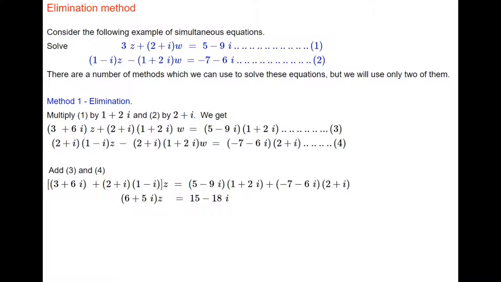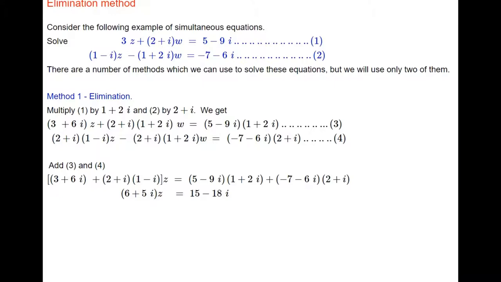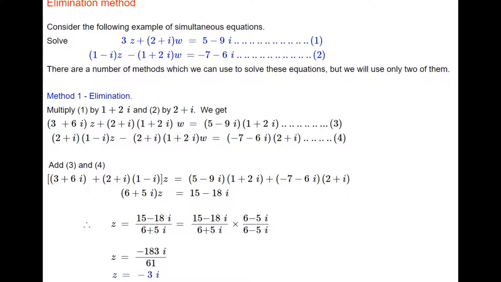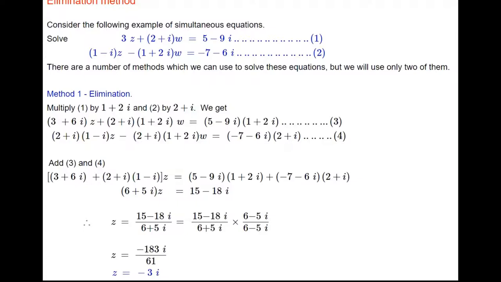And so once again, I'll leave you to expand out all those brackets and add and subtract the complex numbers and reduce the equation for z down to (6 + 5i)z = 15 - 18i. Well, then, of course, z will be (15 - 18i)/(6 + 5i). We know when you divide by a complex number, you multiply top and bottom by the conjugate of the bottom.